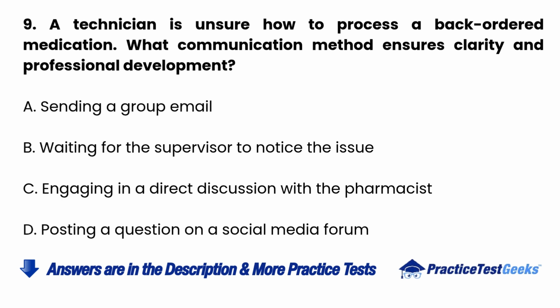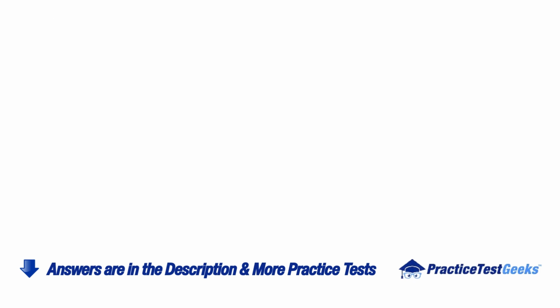9. A technician is unsure how to process a backordered medication. What communication method ensures clarity and professional development? A. Sending a group email. B. Waiting for the supervisor to notice the issue. C. Engaging in a direct discussion with the pharmacist. D. Posting a question on a social media forum.